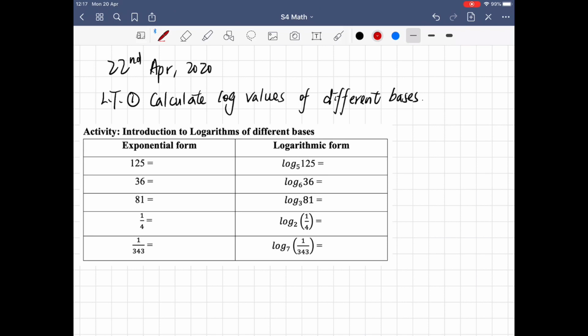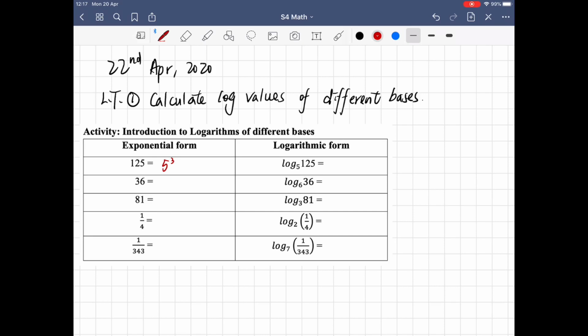So we will start with the left hand side of the table, okay, exponential form. As you can see, there are several numbers. So what we are going to do is to simplify the numbers into exponential form. And I will demonstrate one to you as an example. So please take a look at 125. We can simplify it into 5 to the power 3.